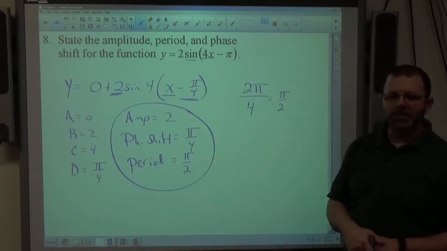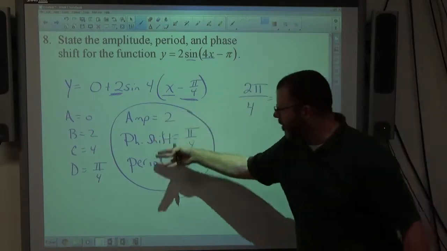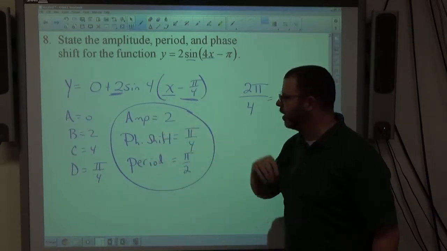No graphing necessary on that. I just want you to identify amplitude, period, and phase shift. Identify them as what they are. I asked for them in that order, so I put them in this order. Just make sure you've identified them for what they are, and I'll be fine.